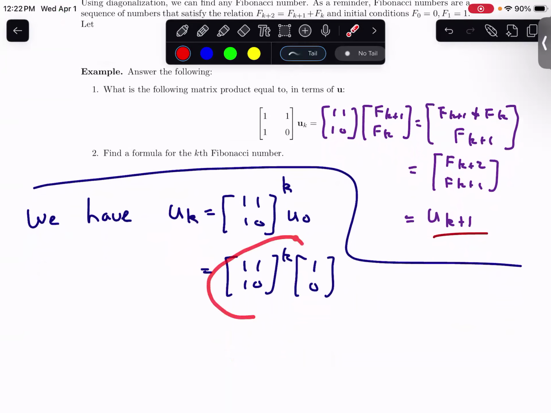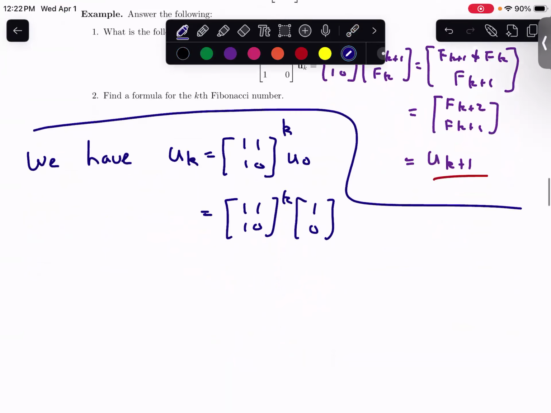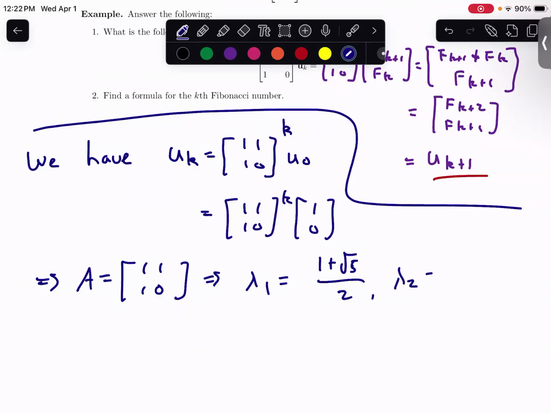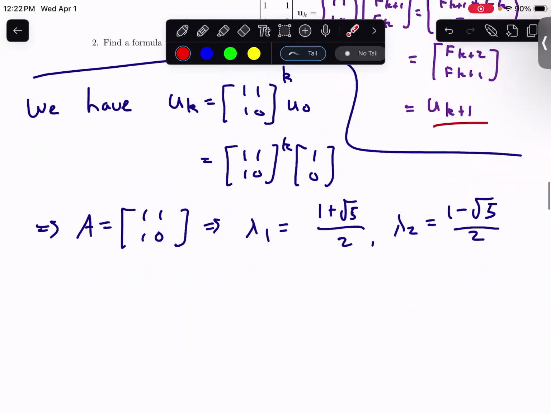And so if you wanted to find the powers of this matrix, what you would want to do is diagonalize it. Like you would find the eigenvalues and the eigenvectors. And so what ends up happening is this matrix, if I let A be equal to 1, 1, 1, 0, is going to end up having the following eigenvalues. Lambda 1 is 1 plus the square root of 5 over 2, and then lambda 2 is equal to 1 minus the square root of 5 over 2. These are the two eigenvalues you end up getting for this matrix A.